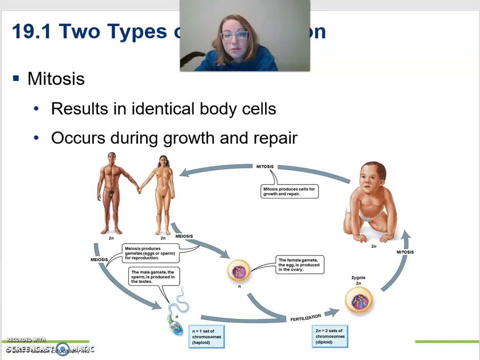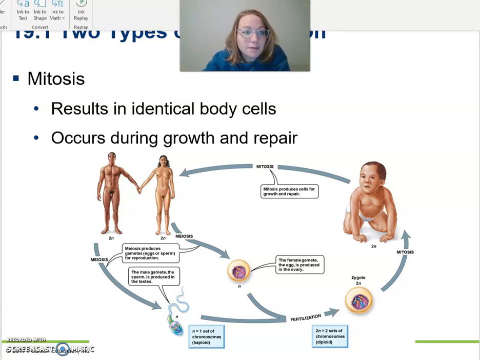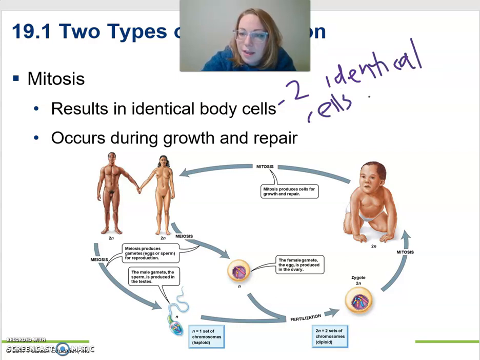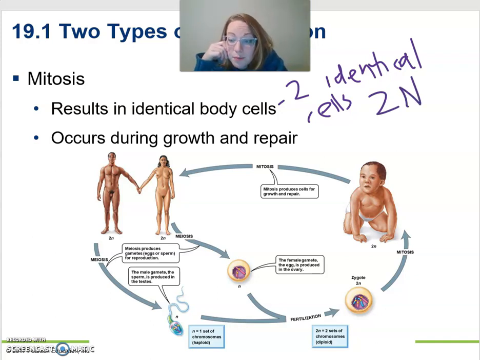Okay. So first, mitosis. This occurs in our regular body cells and results in identical body cells. So specifically, we'll have 2 exactly identical DNA-wise cells, and those are going to be diploid or 2N. They have 2 copies of each chromosome, one from mom, one from dad.